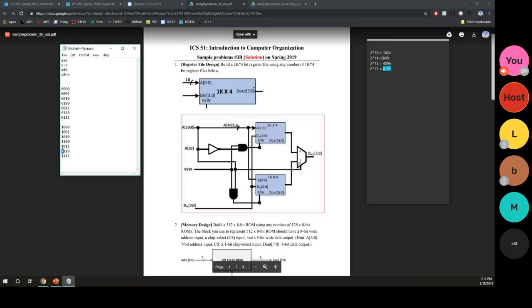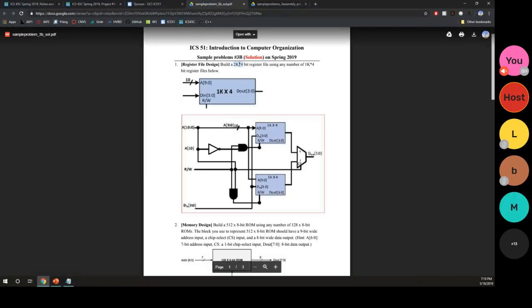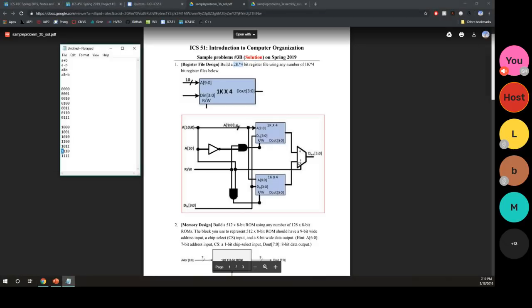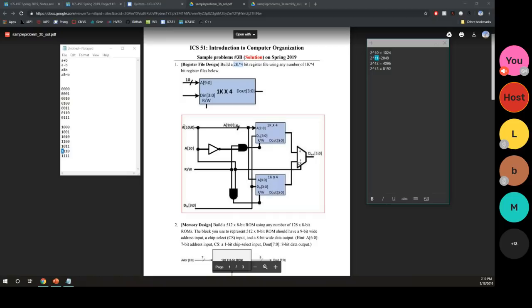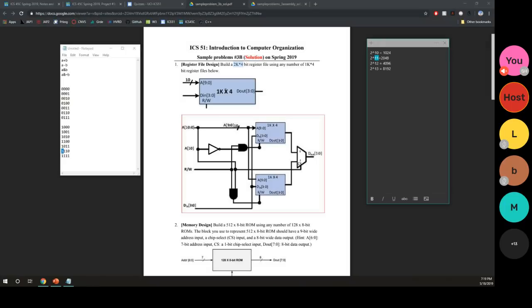If you wanted to start out with this, you should look at it and say, okay, I have 2K by 4 bit. That means we're going to have an 11-bit address because we have so many registers to choose from. Then you say, okay, I can only use these 1K by 4-bit registers, which means I need to take 1 bit out of them.